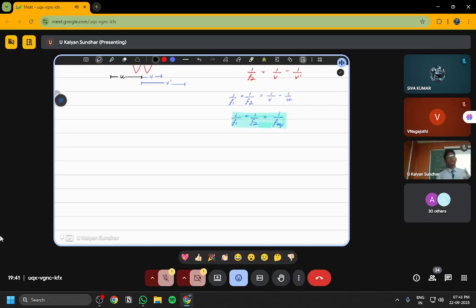Correct? Now what is the power of combination? This lens 1 by f1 is power p1. So p1 plus p2 will be your power equivalent also.